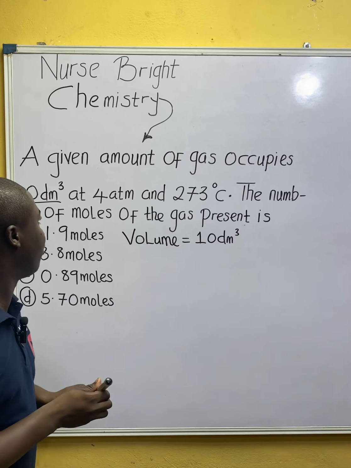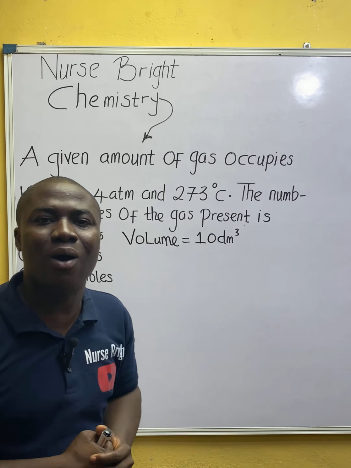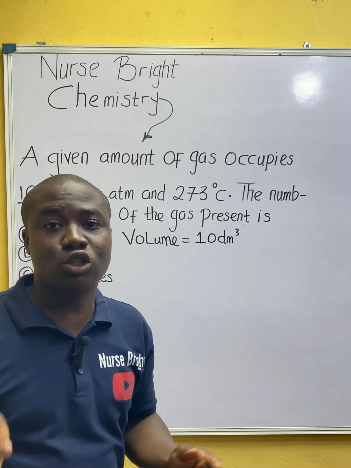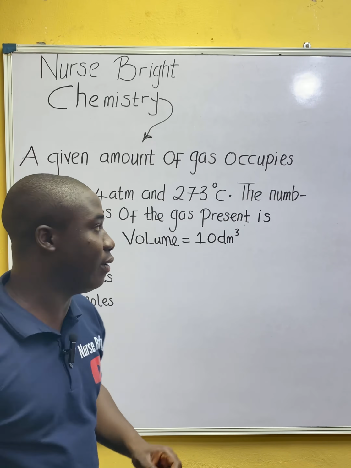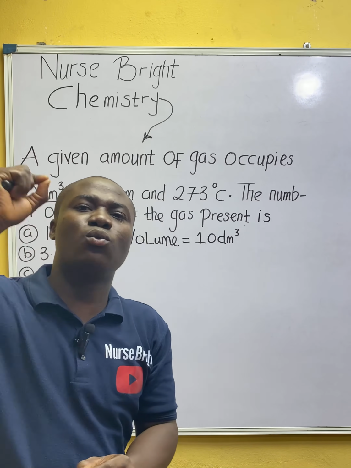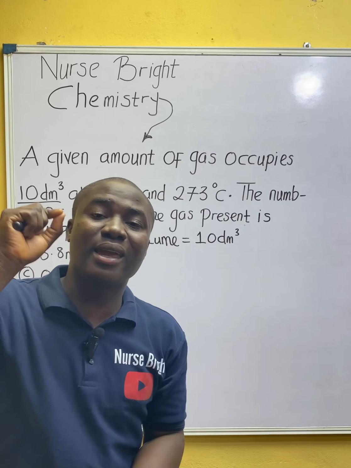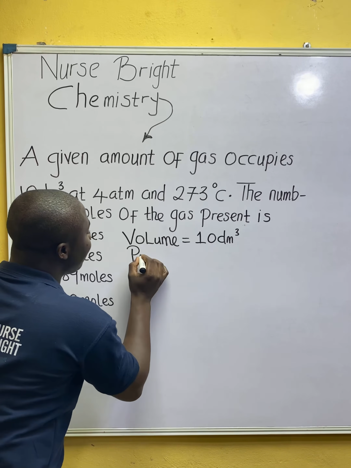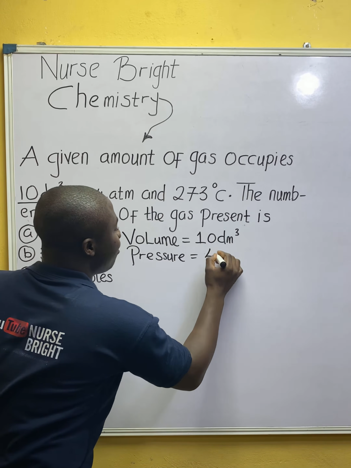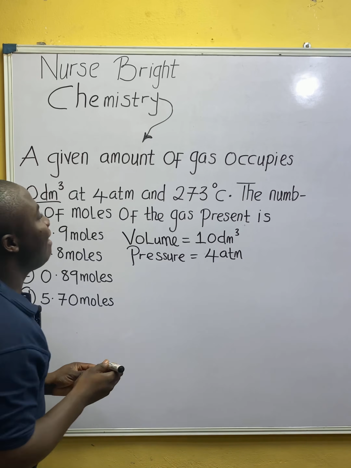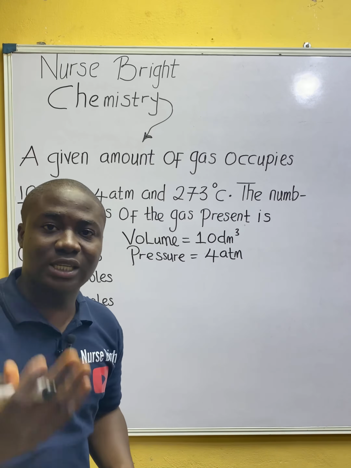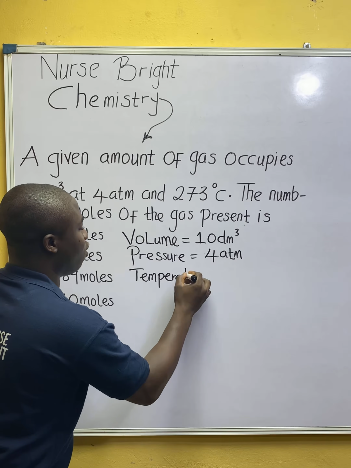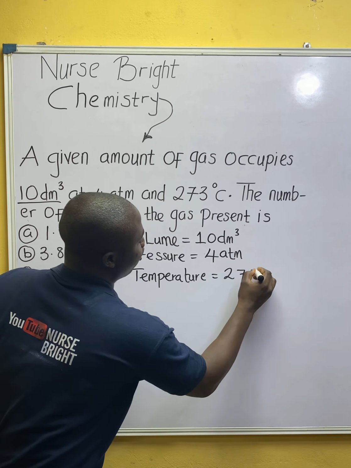Now listen properly, alright? At 4 atm. Anytime you hear ATM, ATM simply means atmosphere, not automated teller machine, alright? This is atmosphere. And whenever you hear atmosphere in chemistry, it simply means pressure. So this 4 atm is simply pressure. And 273 degrees Celsius, that is temperature. Please listen properly.